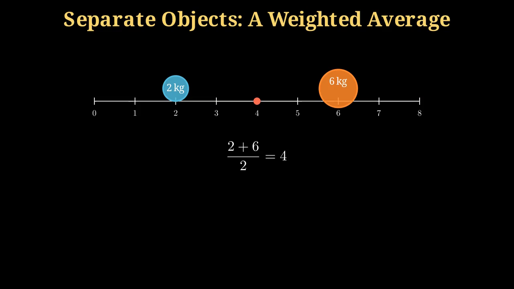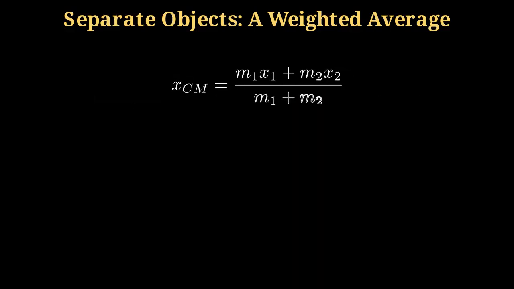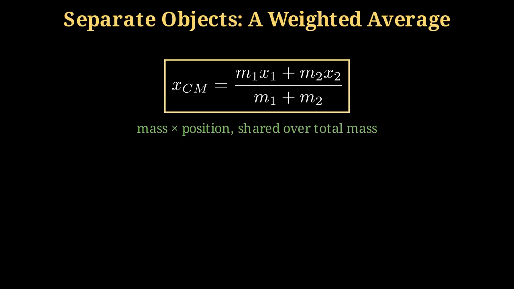Now make the child at 6 much heavier, 6 kilograms. Your gut says the balance point should slide towards the heavy side. To make the maths respect that, each position is weighted by its mass. Mass times position on top, total mass on the bottom. That gives 5, past the middle, pulled towards the heavy child. Exactly right. In symbols, that's the formula for the center of mass of two objects. Mass times position, shared over the total mass. Nothing new, it's the weighted average you just watched.